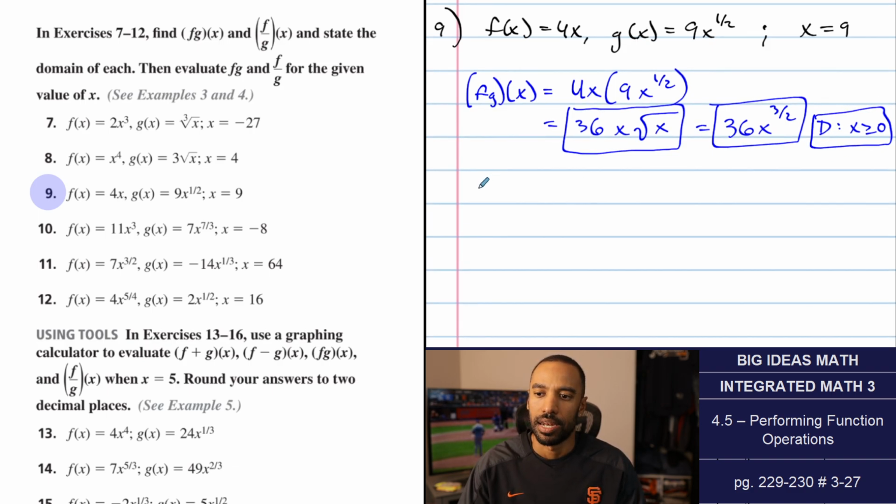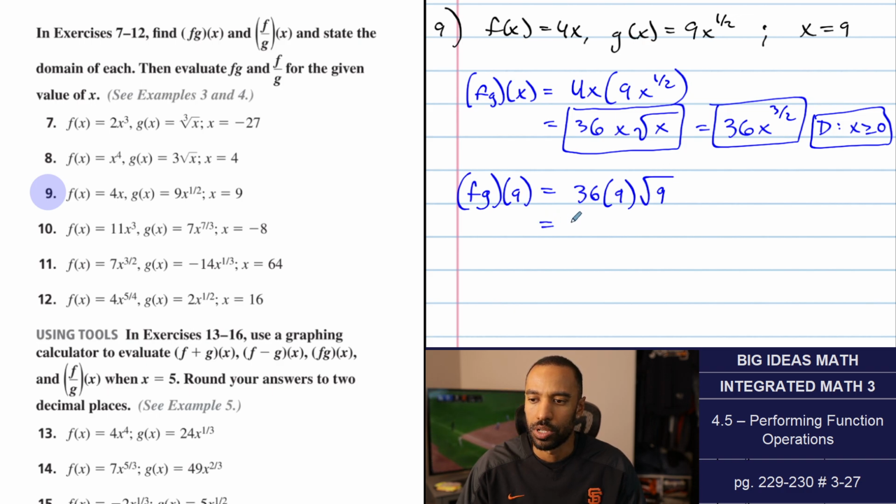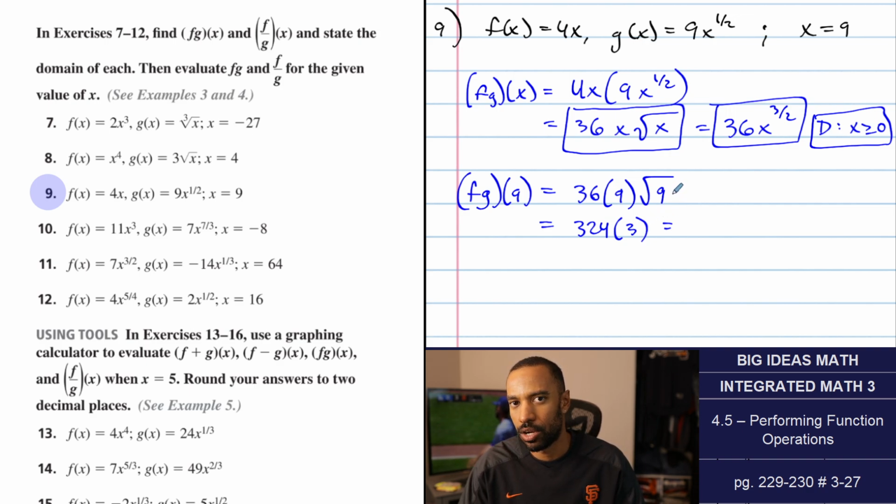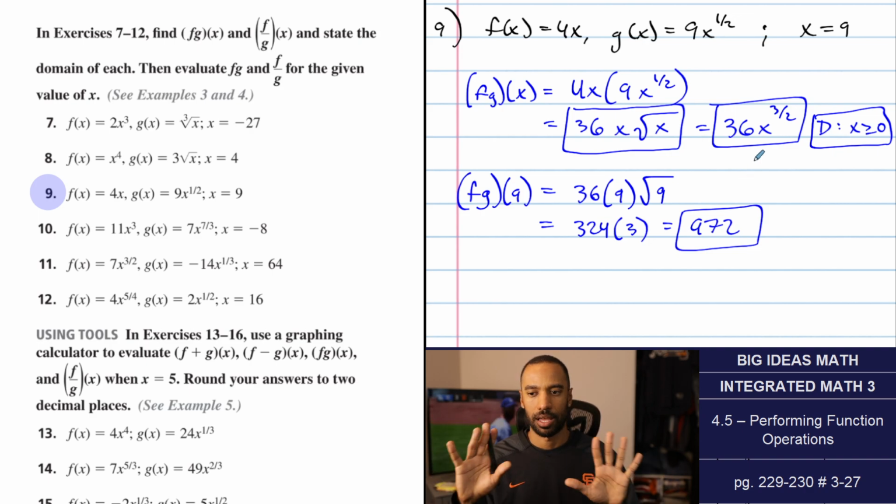Okay. Now f times g of 9, let's use that first one. 36 times 9 times square root of 9, which is, I don't know if there's 360, 324. 324 times 3, which is 972. I hope.